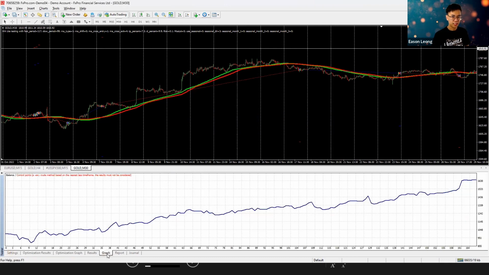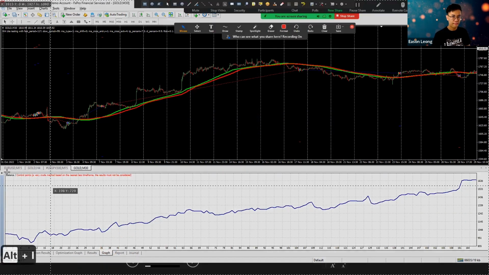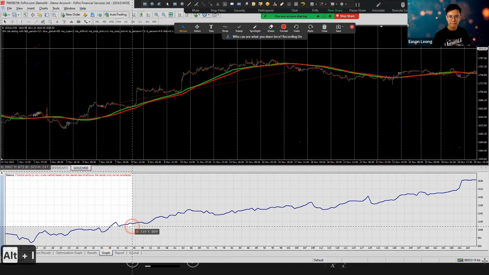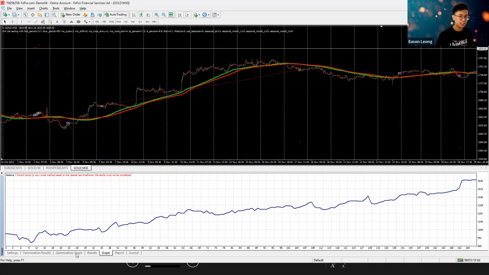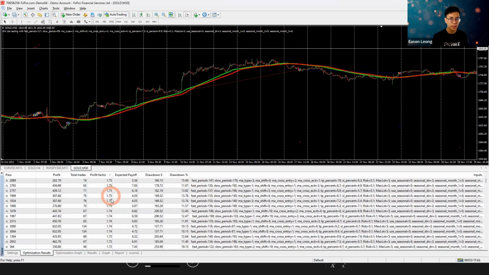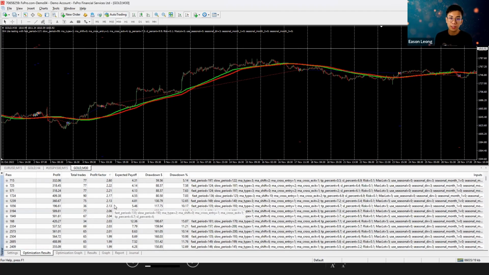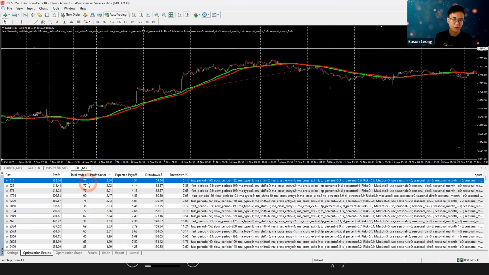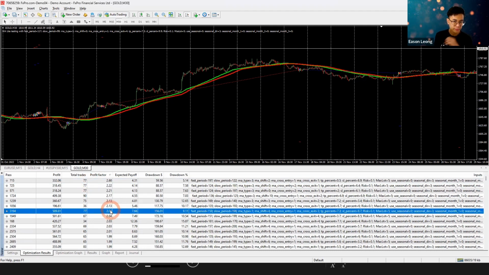So what I do right now is I take a picture of this graph, and then we compare later. Now, from the optimizer result here, other than choosing the highest profit, you can choose the highest profit factor as well. Highest profit factor means highest risk and reward. But you cannot take the one that has too few trades. Need to be slightly more. It's probably this one because this has the highest risk and reward, and total trades are still fine.